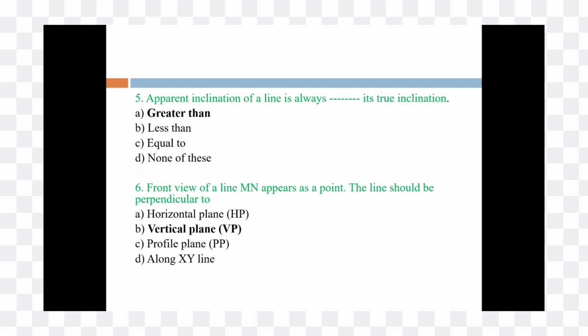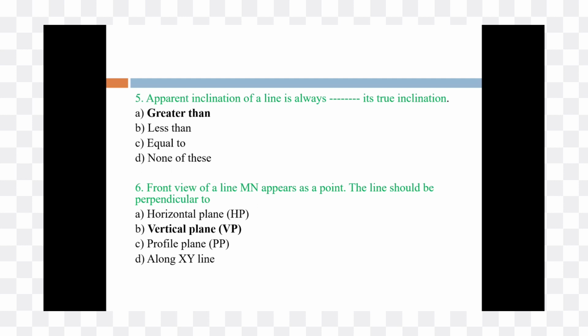Now, as we have seen, whatever apparent inclinations there are, we show them by notations like alpha, beta. And the true inclinations, in the problem we use the notation theta, phi, etc. In that we have seen that the alpha and beta we are getting are always greater than theta and phi. So here answer A will be correct: the apparent inclination of the line is always greater than its true inclination.